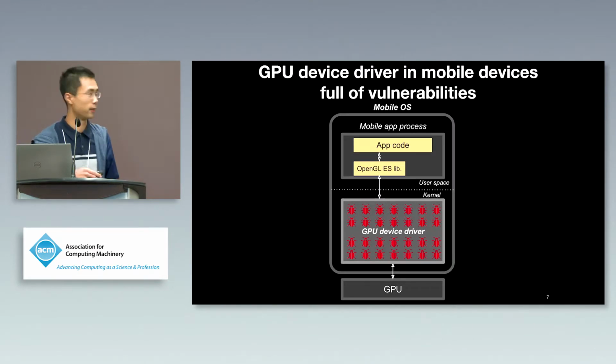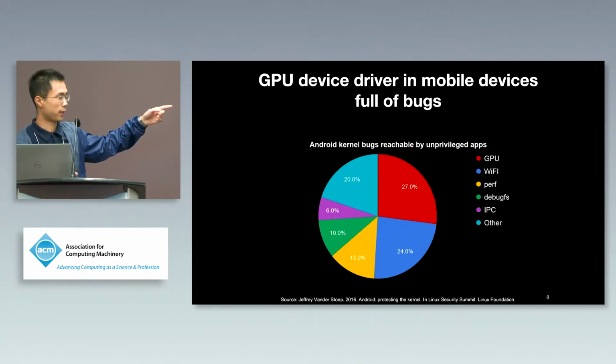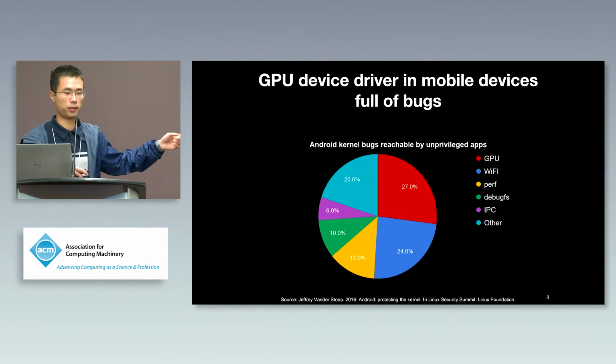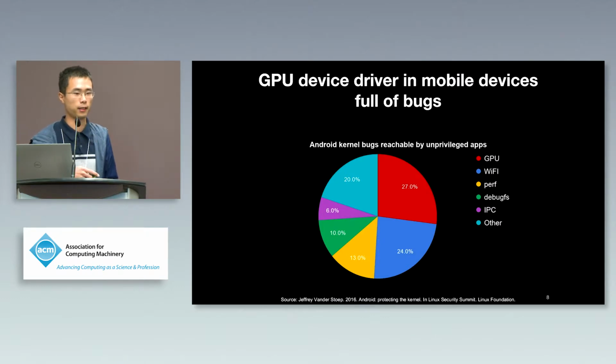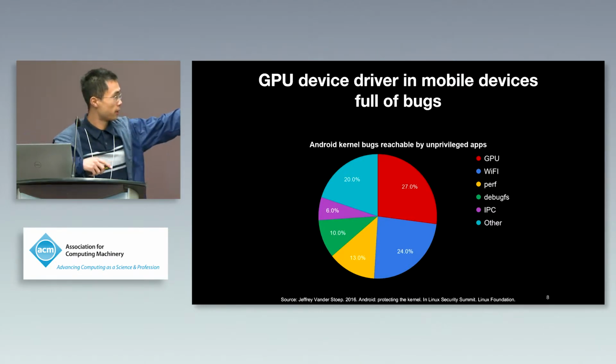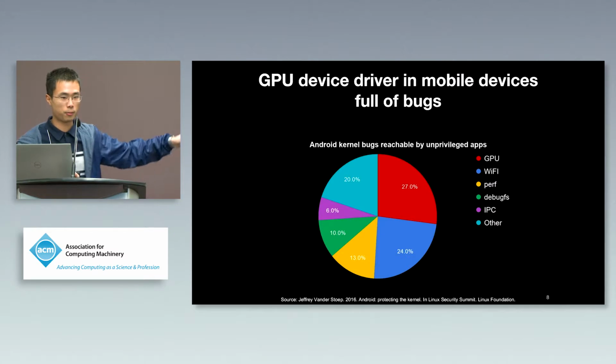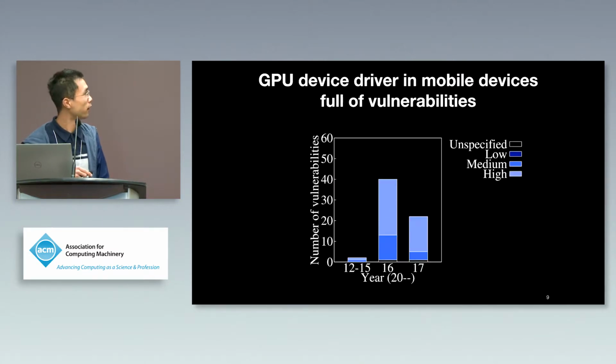I want to show you some data. These are stats collected by Google researchers. It shows the kernel bugs between 2014 and 2016 that are reachable by unprivileged apps. As you can see, in the red part, 27% are in the GPU device driver. But these are just bugs, right? Not necessarily security vulnerabilities. So we took a look at the security vulnerabilities.